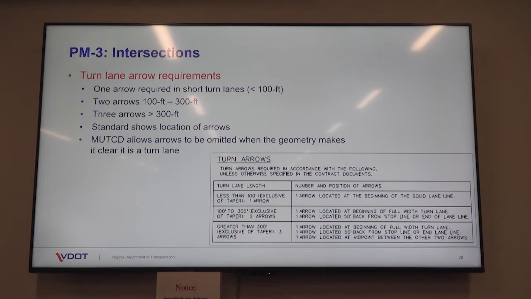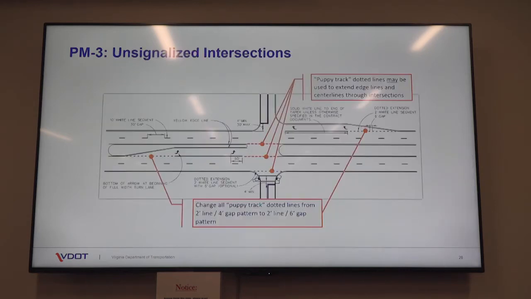All right. At unsignalized intersections, edgeline and centerline extensions, you can see here through the intersection. Again, you can imagine why those might be advantageous in the future for our autonomous vehicles. Again, it better delineates what's happening through an intersection for autonomous vehicles, but it's also very helpful for the old-fashioned human driver as well, especially along curves. When you have an intersection along a curve, it helps to keep people on the right path.